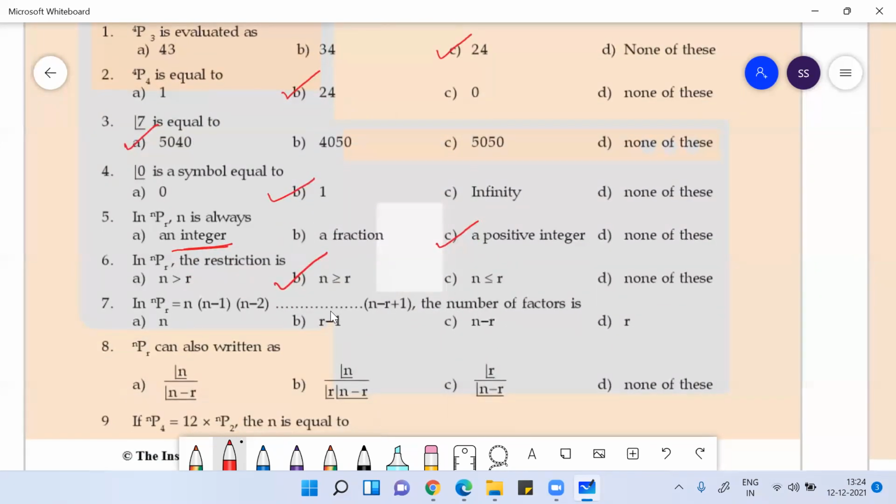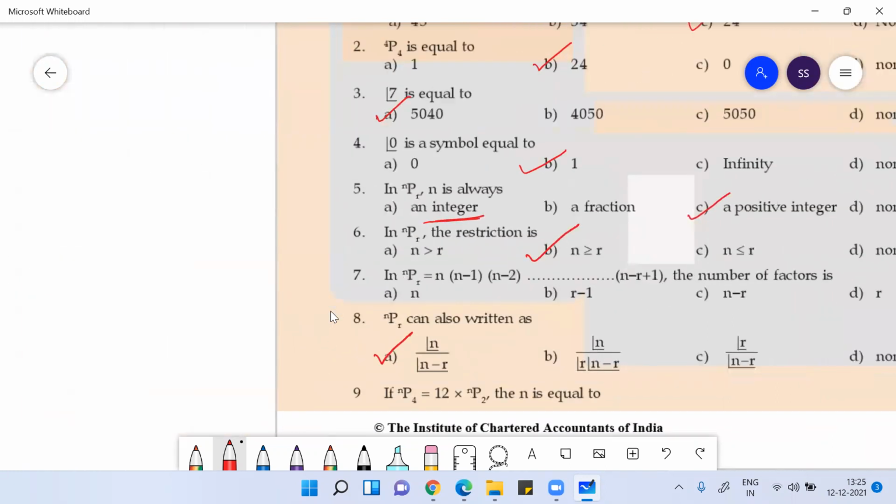This is a direct formula of nPr. Seventh one I'll explain to you. For the time being, just pay attention till question number 1 to 6, then 8. Anyone, any doubt? No, sir. Okay. Now, if you see the seventh one, in nPr, how many factors are there?